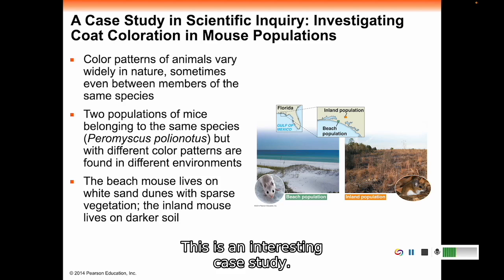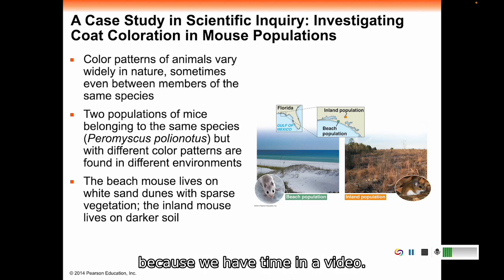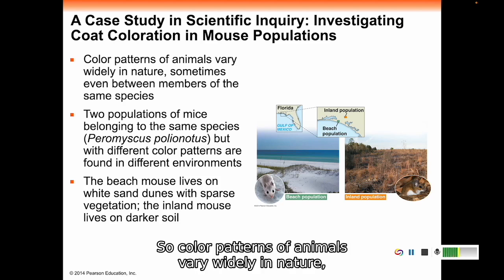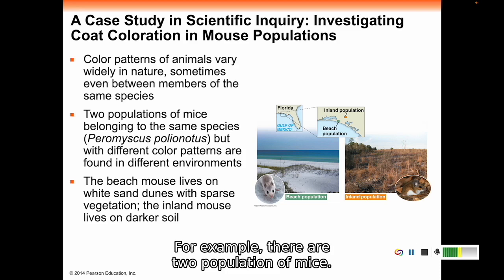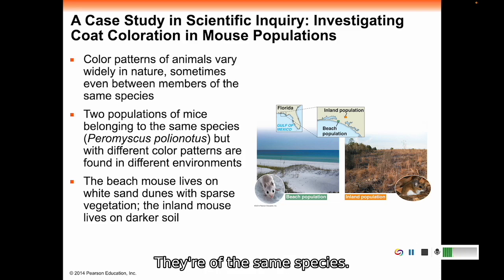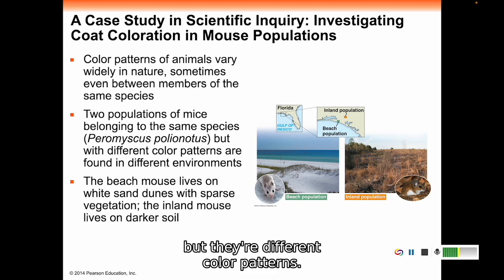This is an interesting case study. I didn't go through this in class with you, but let's just go through it in this video because we have time in a video. So color patterns of animals vary widely in nature, even within members of the same species. For example, there are two populations of mice. They're of the same species, Peromyscus polionotus, but they have different color patterns. We tend to find lighter colored mice in beach populations, and in inland populations, we tend to find these more brown mice.